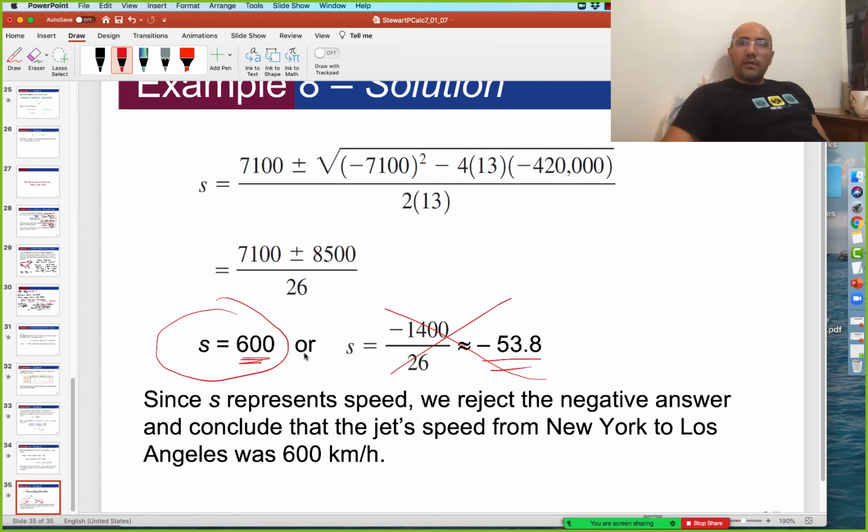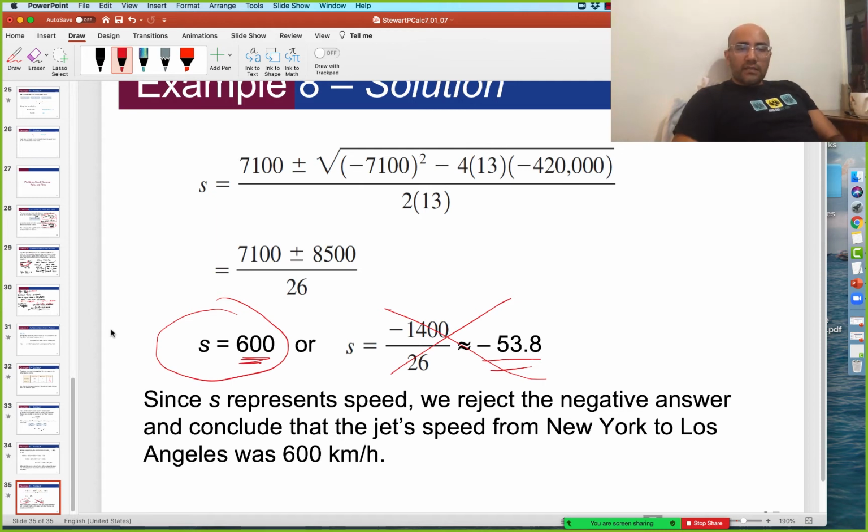Good. Any questions? Yeah, for that negative 53.8, does that translate into anything like you shaved off 53.8 minutes, or is that just completely... It doesn't make sense in our real world solution set, right?